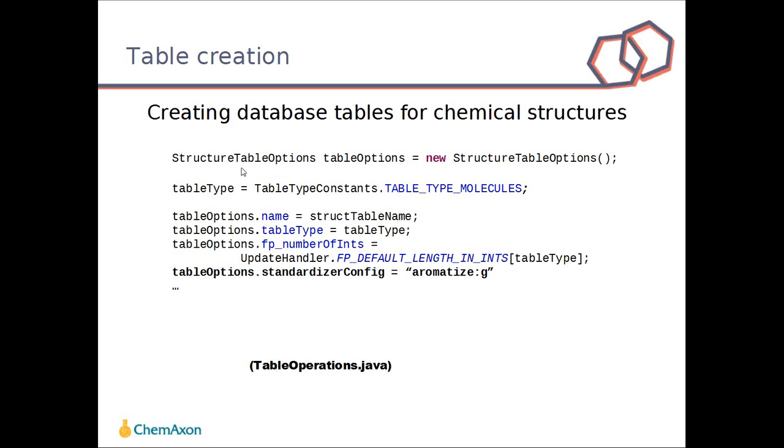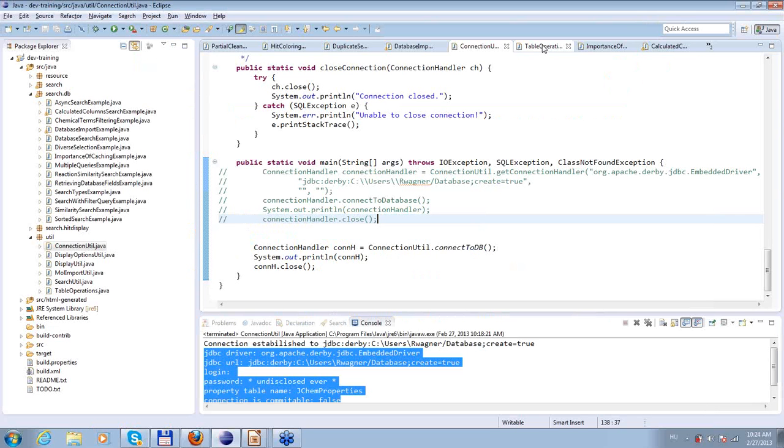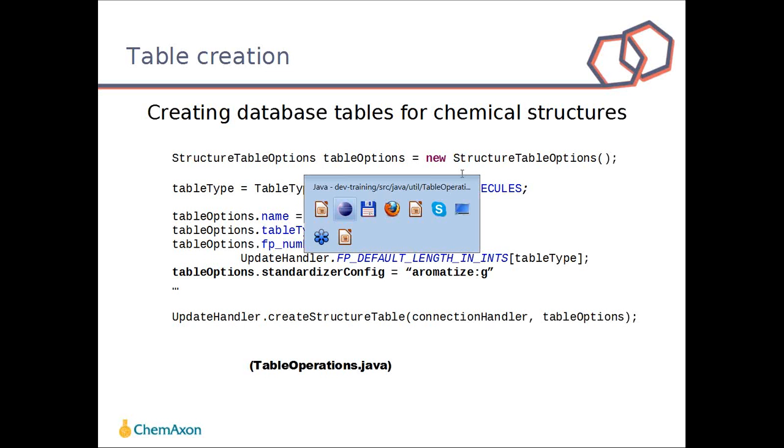Examples for using the structure table options can be found in this table operations.java file. And once the structure table options are ready, you can create the structure table with the update handler's create structure table method. Of course, this requires the earlier mentioned connection handler, which gives you the means to access the database. Let's get to this table operations class.